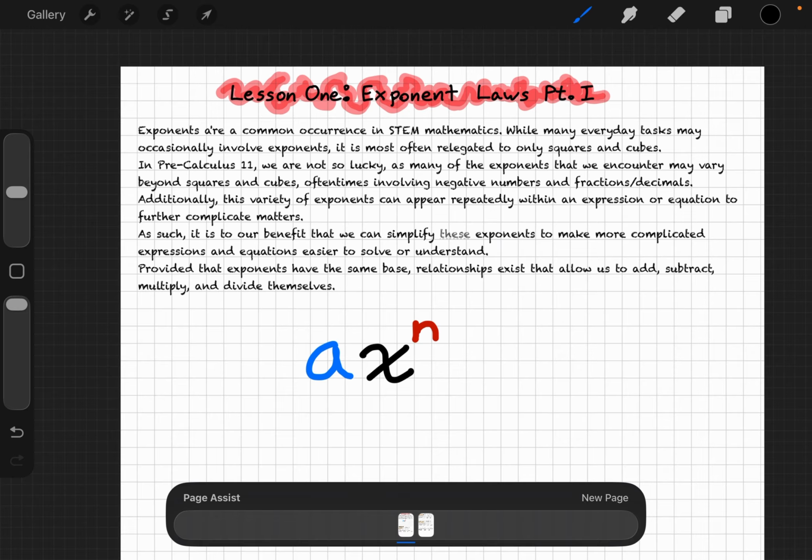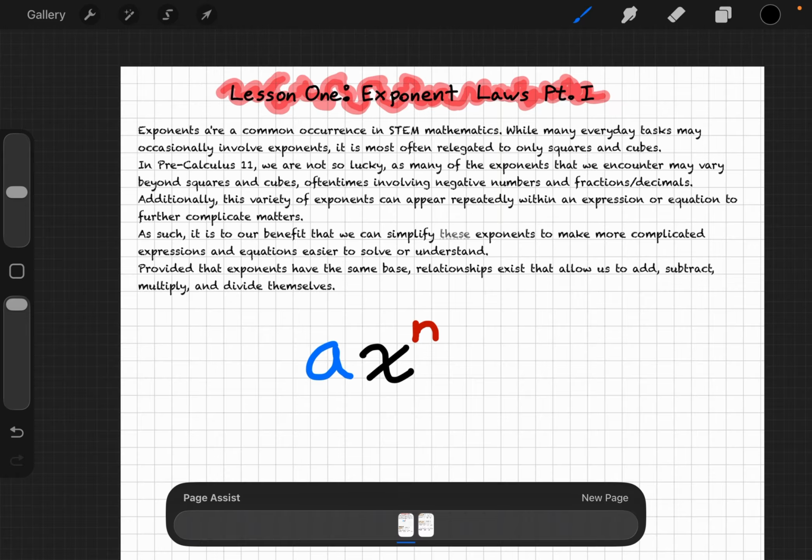Exponents are a common occurrence in STEM mathematics. While many everyday tasks may occasionally involve exponents, it is most often relegated to only squares and cubes. In Pre-Calculus 11, we are not so lucky, as many of the exponents that we encounter may vary beyond squares and cubes, oftentimes involving negative numbers and fractions or decimals. Additionally, this variety of exponents can appear repeatedly within an expression or equation to further complicate matters.